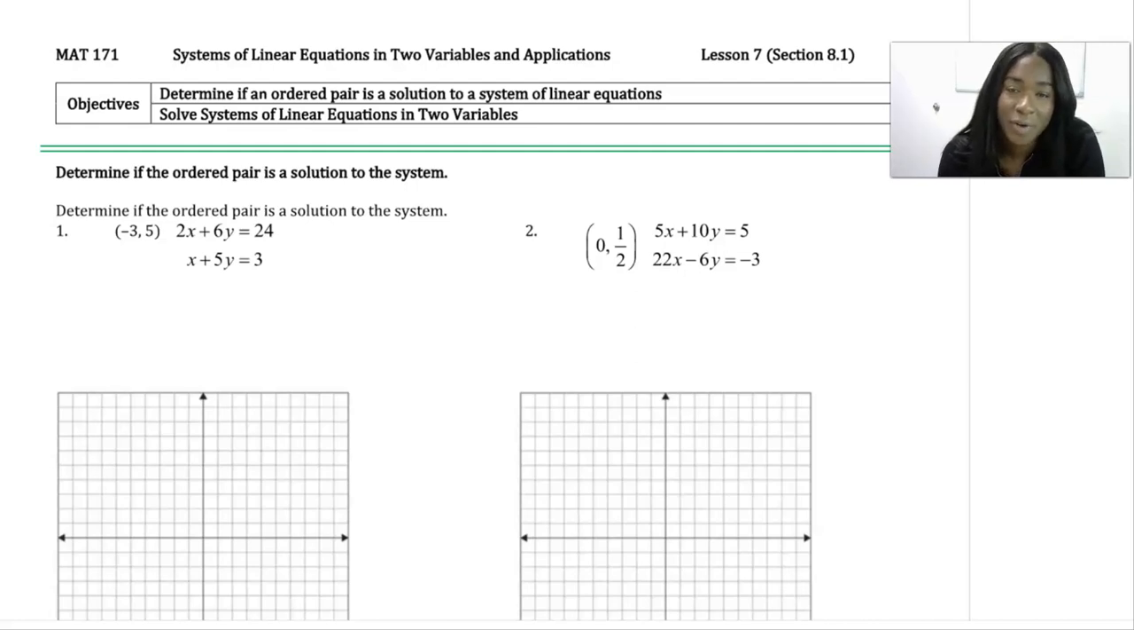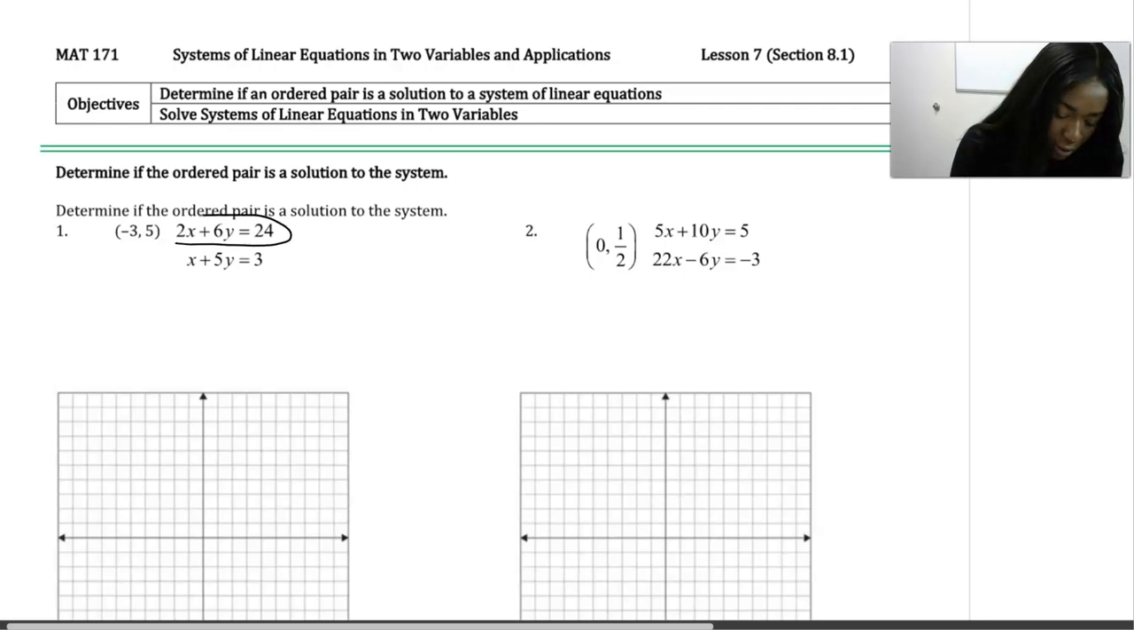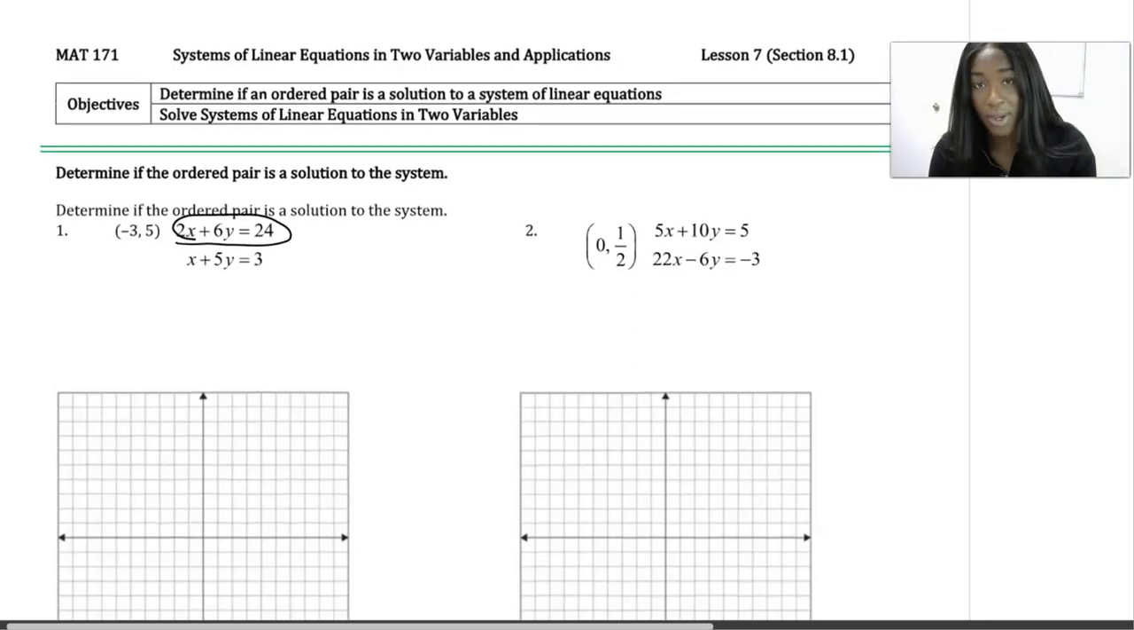The first objective that we're going to look at is determining whether or not a point is a solution to a system of linear equations. So what does that mean? We have previously talked about lines. For example, we know that that is an equation of a line.